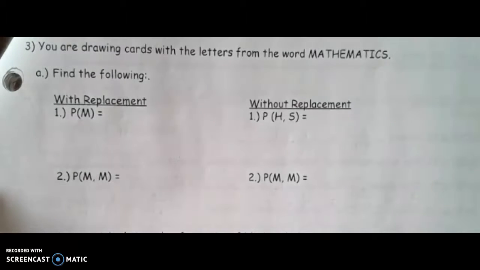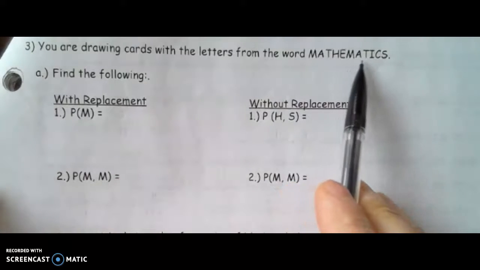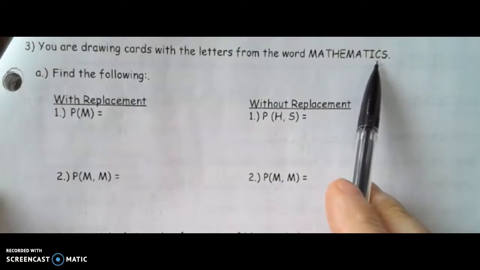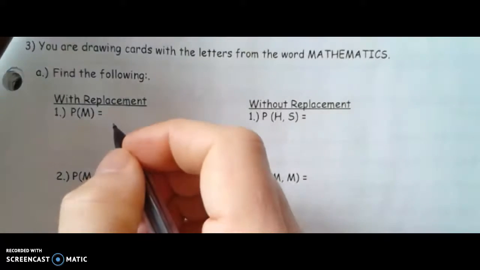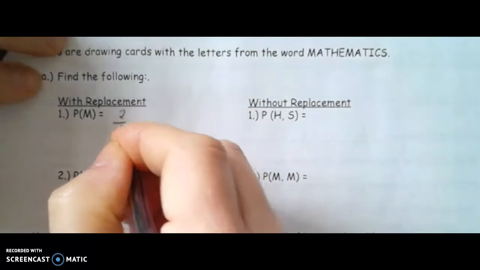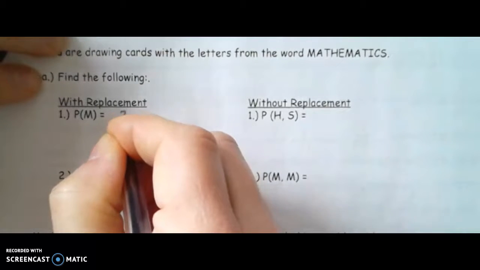Okay, so we have to look at the letters in the word mathematics, and we count them all up. If you count them up carefully, you'll see that there are 11 letters in the word, and 2 of them are M. So the probability of getting the letter M is going to be 2 out of 11.